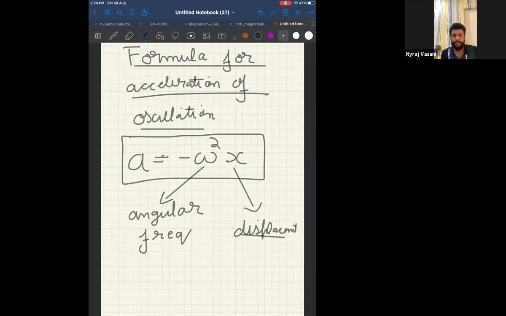Therefore, make a note of this particular topic. Formula for acceleration of oscillation: a is equal to minus omega square x, where a stands for acceleration, omega stands for angular frequency, and x stands for displacement.